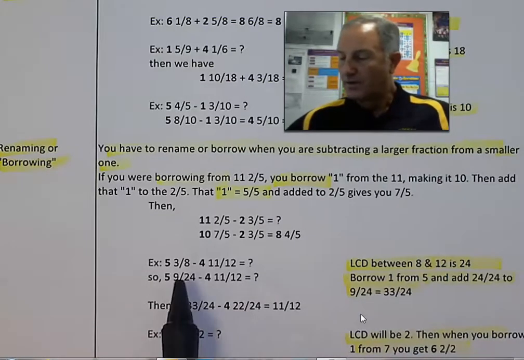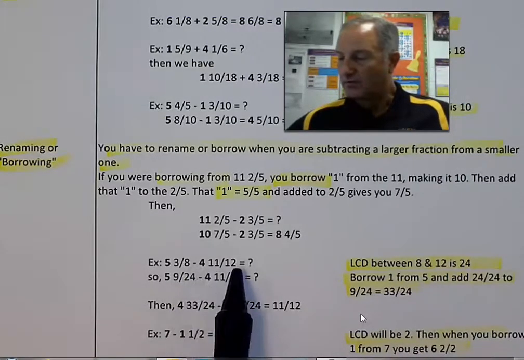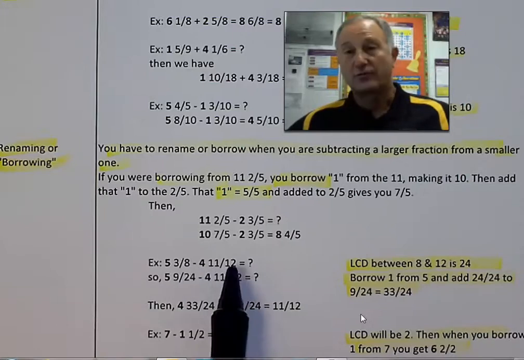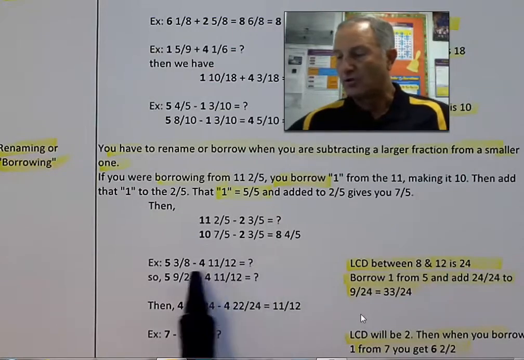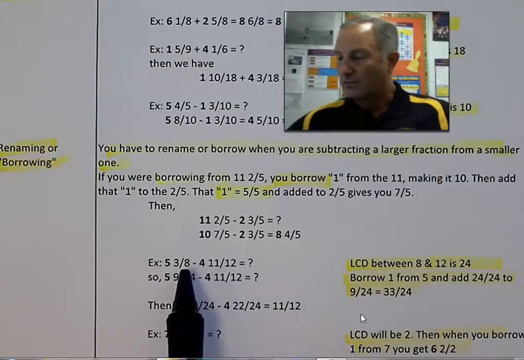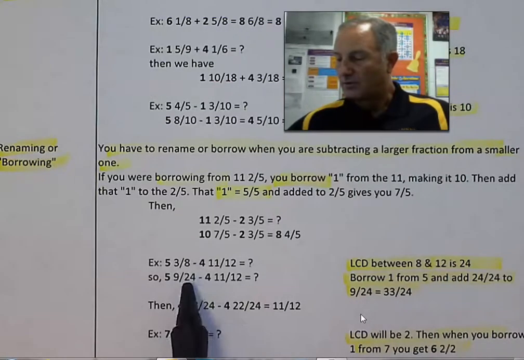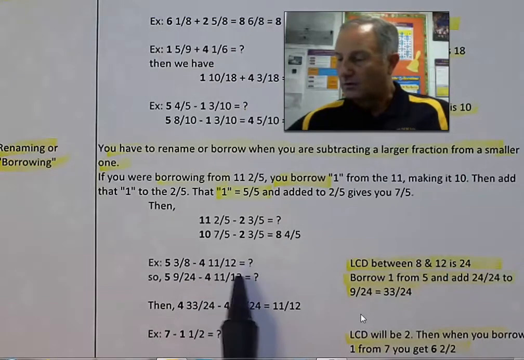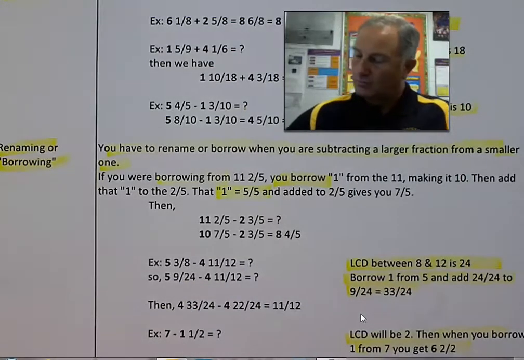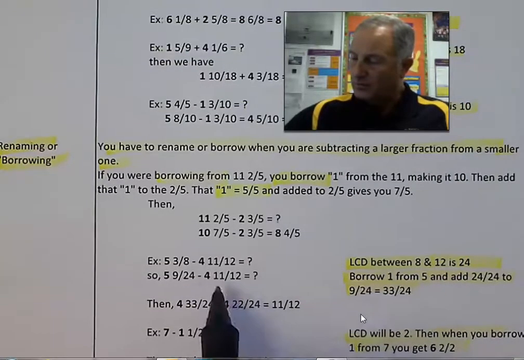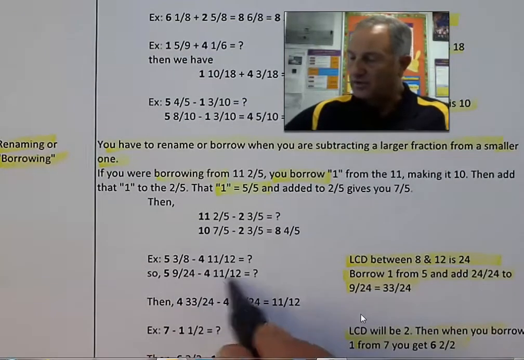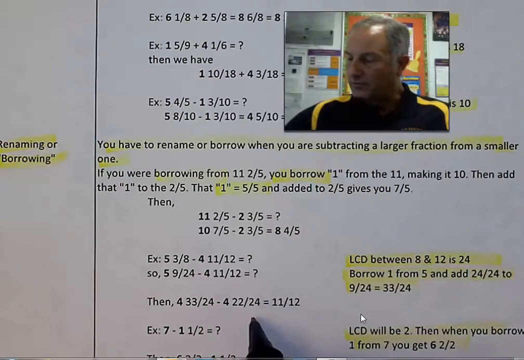Another example, 5 and 3/8 minus 4 and 11/12. We need a common denominator first before you start thinking about borrowing. We don't know if we need to borrow yet. So the common denominator between 8 and 12 is going to be 24. So 3 times 8 is 24, and 3 times 3 is 9. So we've changed that one. To change the 11/12, 12 times 2 is 24, and 11 times 2 is 22.